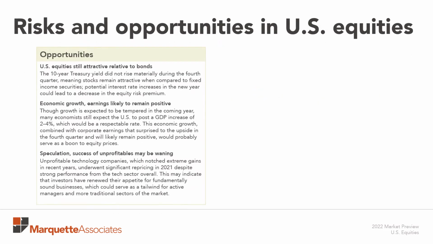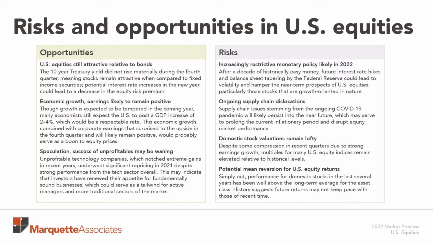In conclusion, 2022 is sure to be an interesting year for domestic stocks. Potential tailwinds for performance of U.S. equities include the aforementioned positive equity risk premium, as well as the fact that both earnings and economic growth will likely remain positive the coming year. The fact that nascent and unprofitable technology companies, which enjoyed a meteoric rise in 2020, have struggled in recent time may also serve as a tailwind for performance of active equity strategies, many of which have distinct focuses on profitability and earnings quality.